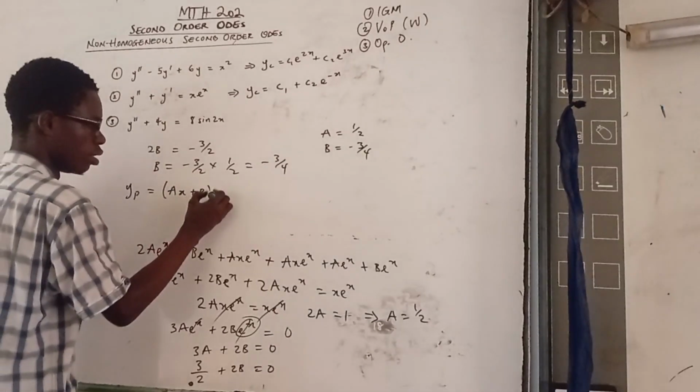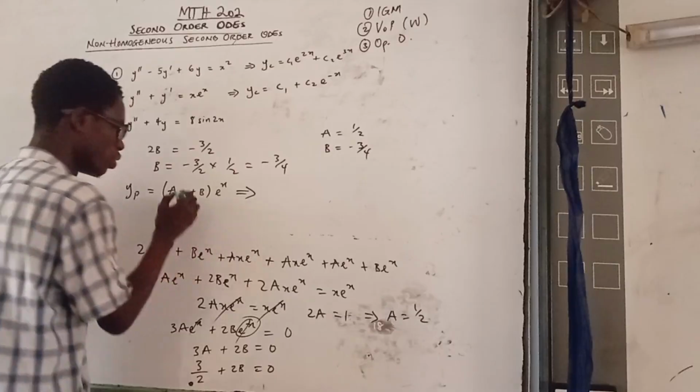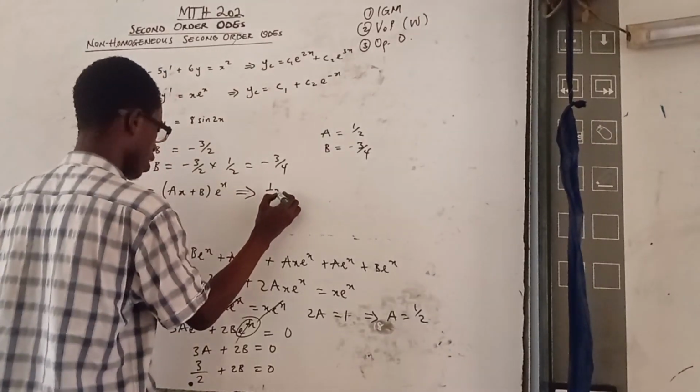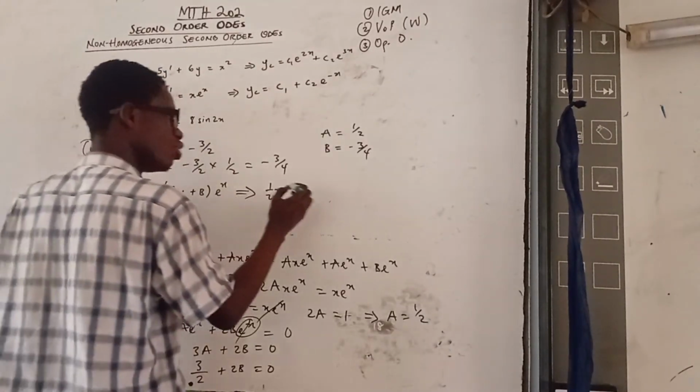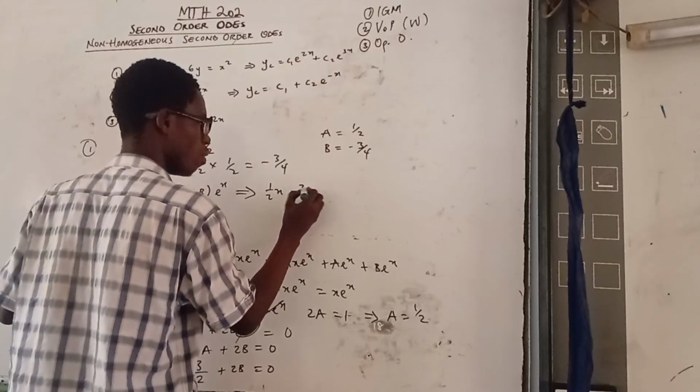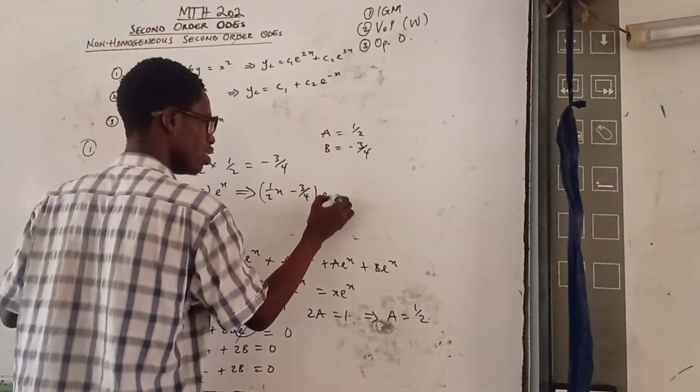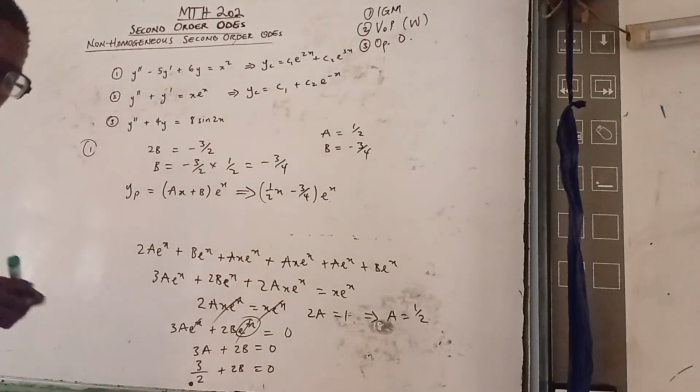So the final answer for this number 2 is yp equals, since we use ax plus b, e raised to power x, so what's our a? 1 over 2x, plus our b, what is it? That's minus 3 over 4, minus 3 over 4 into bracket e raised to power x. This is our yp, our particular y.